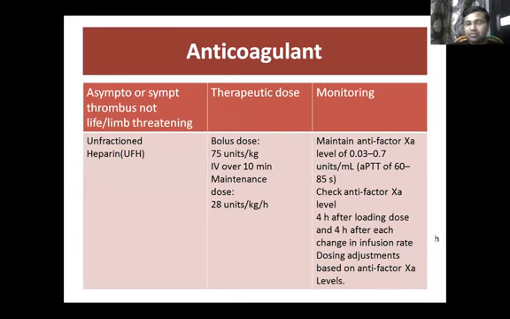The dose is 75 units over 10 minutes, maintenance 28. In preterm, we use around 40 to 50 units, and maintenance is 10 to 15. The monitoring is again important: 4 hours after loading, and then with each change in the dose we have to monitor.